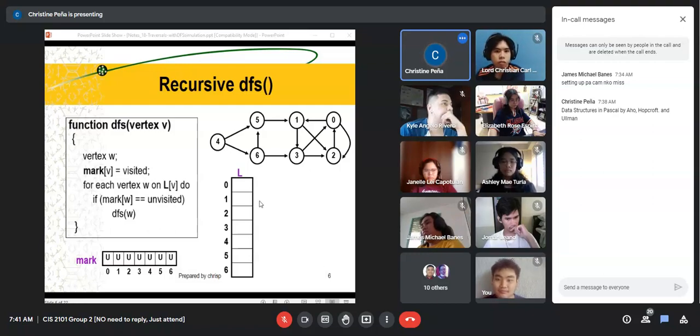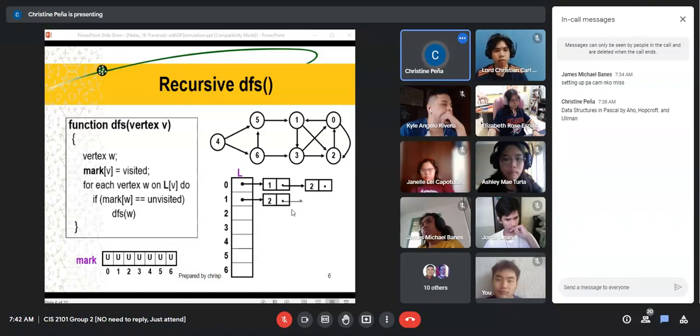Okay, so if you are given this graph, this is its labeled adjacency list. So 0 has two adjacent vertices which are 1 and 2. So that's how it is, right? We understand this.